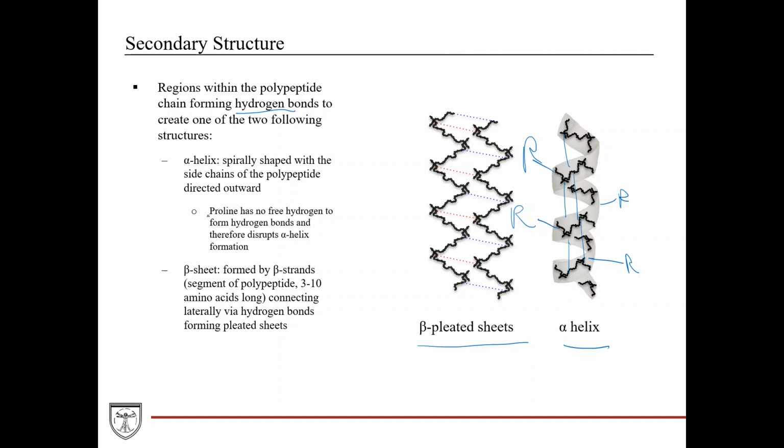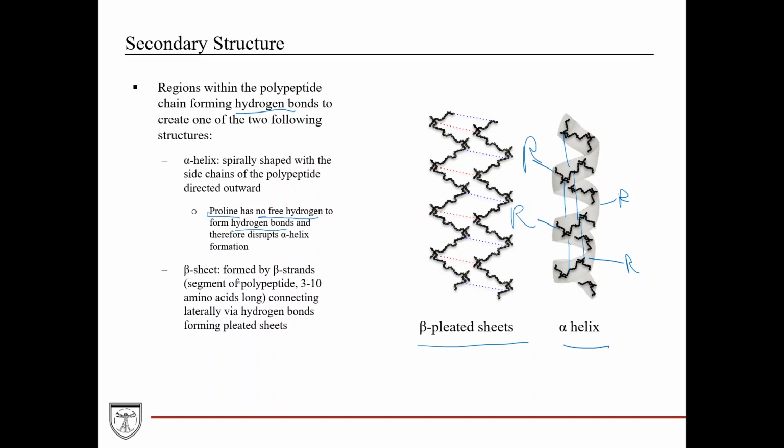One thing to note is that the amino acid proline, remember, has that bulky ring structure as its R group. So there's no free hydrogen available to form hydrogen bonds. So if there's a proline in the amino acid sequence, it's going to disrupt alpha helix formation. So that's an important fact to know.